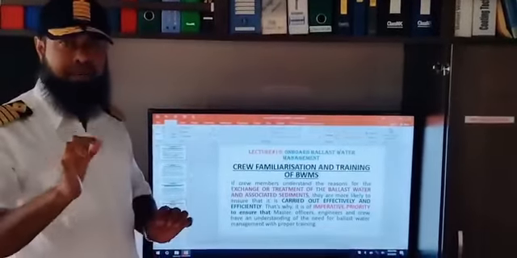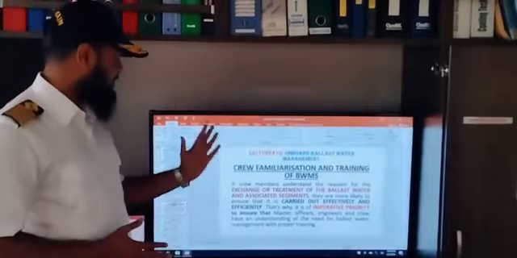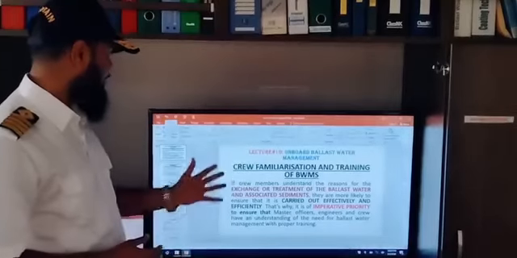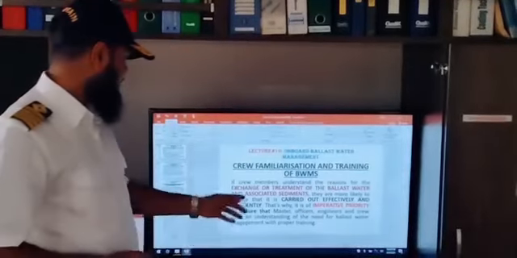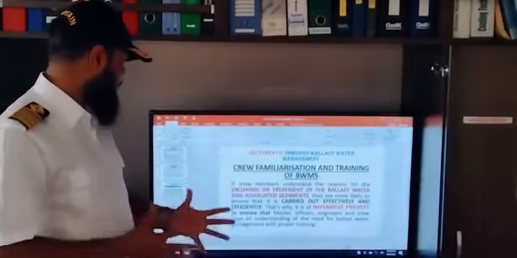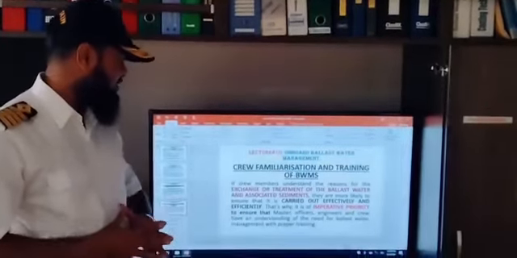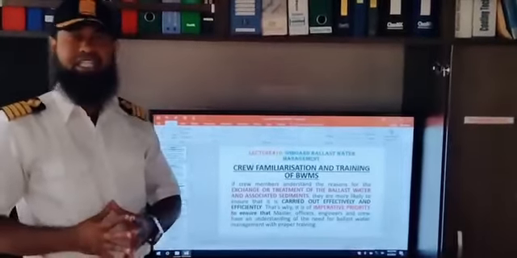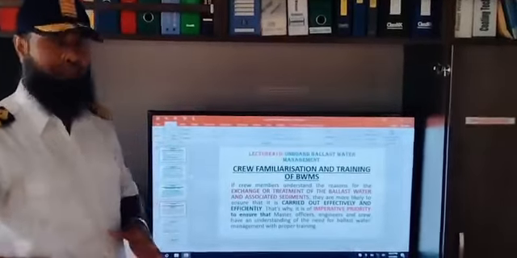Now about the crew familiarization and training of the ballast water management system. If the crew members understand the reason for exchange or treatment of the ballast water and associated sediments, they are more likely to ensure that it will be carried out more effectively and efficiently. That's why priority is given to ensure that master, officers, engineers and crew understand the need for ballast water management with proper training, which means that at regular intervals, proper training must be given to all crew members onboard.